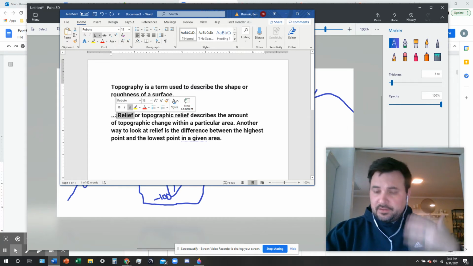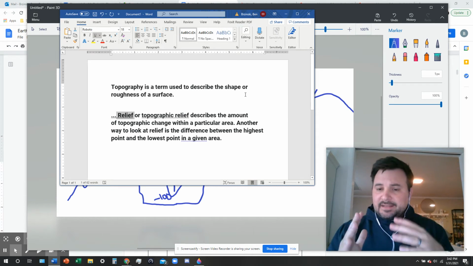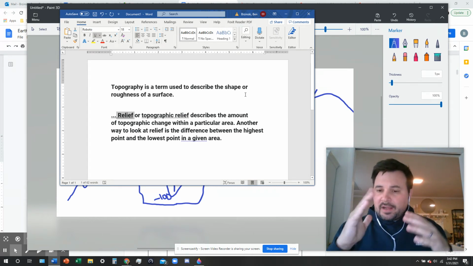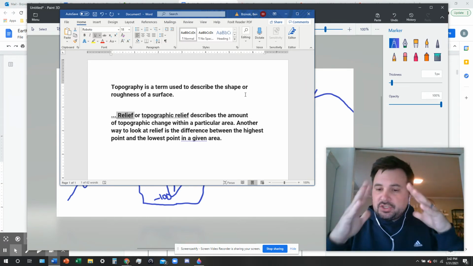Okay, you might hear something referred to as a relief. The relief is basically that same idea. It describes how rough or the shape of an object.